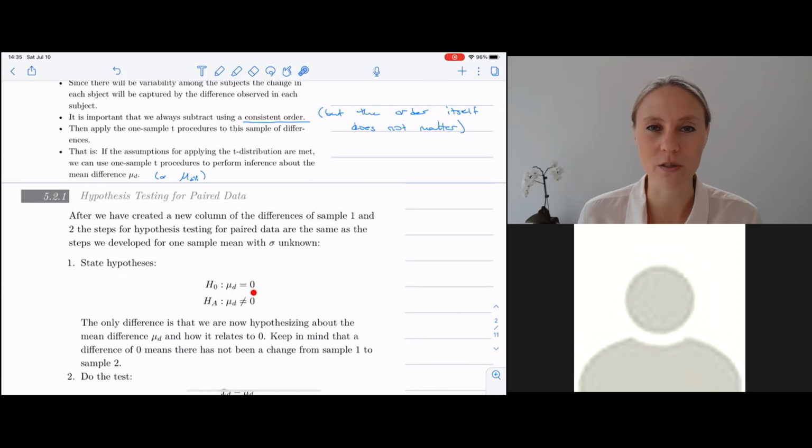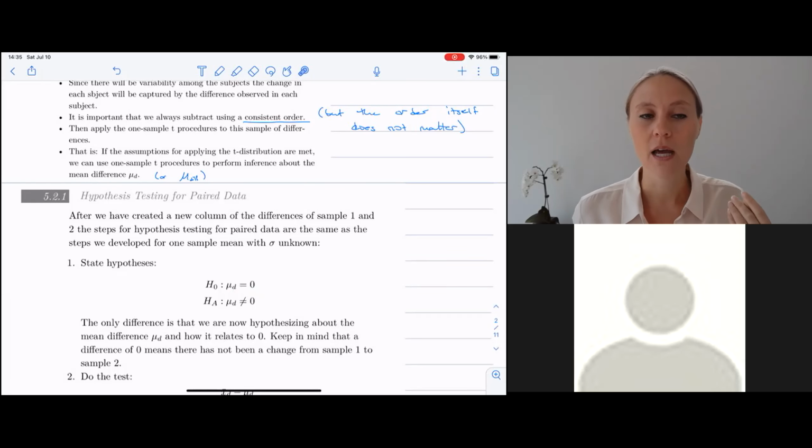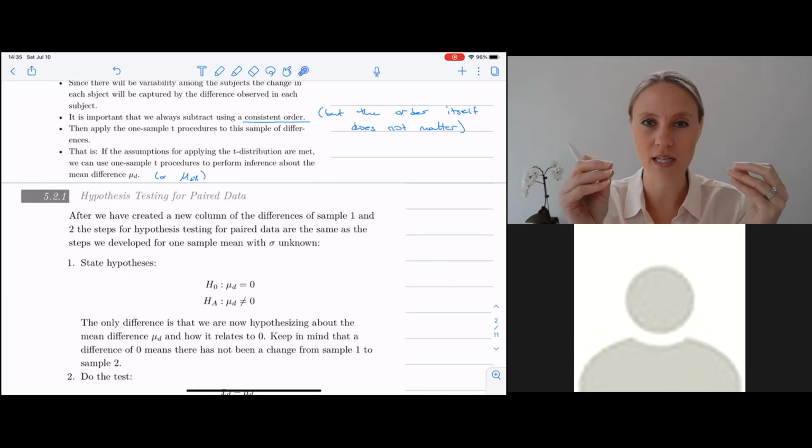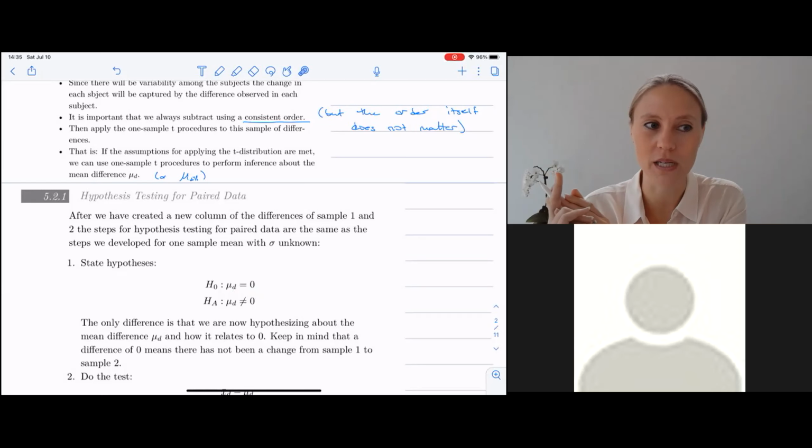Well, a difference of 0 would mean that I like the test 1, test 2 example, so I'm going to go back to that. If test 1 and test 2, you got the same percentage, well then, of course, the difference of those would be 0, right? So if we want to know if there's a significant difference overall, well then we would be comparing the mean of the differences to 0, right?